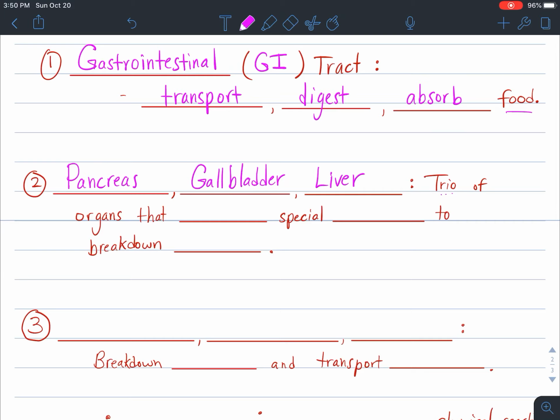Now, these 3 organs are a trio because there's 3 of them. It's a trio of organs that release special juices to break down our food. So if you've ever heard of the digestive juice bile before, well, that's one of those special juices that helps our food go from being the food that we put into our mouth into the sludge that goes into our body so that our body can actually digest and absorb the nutrients that's in our food.